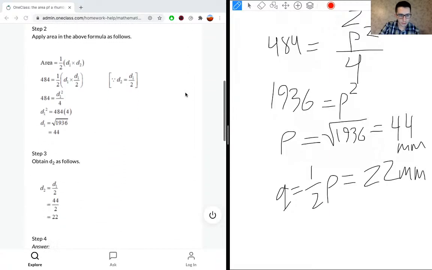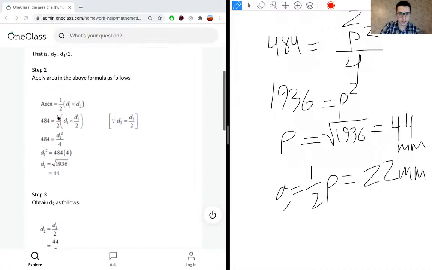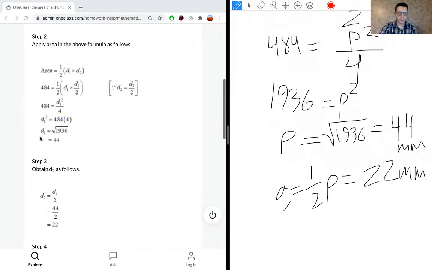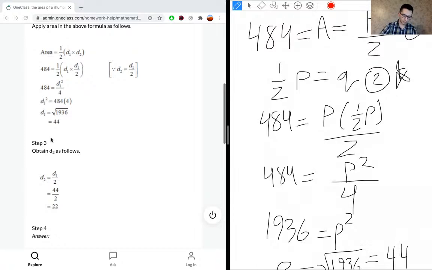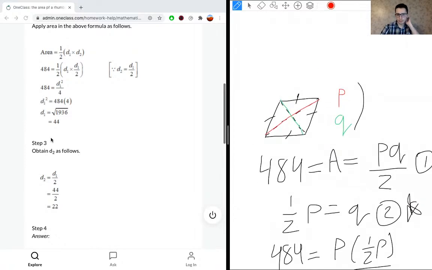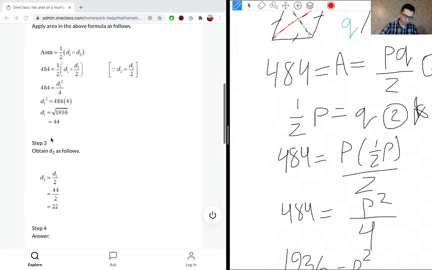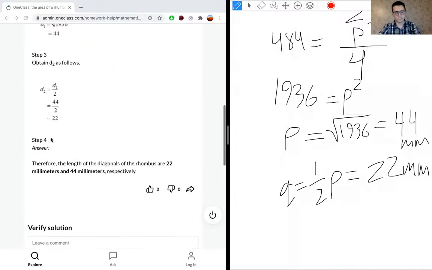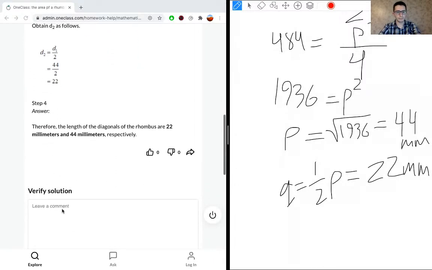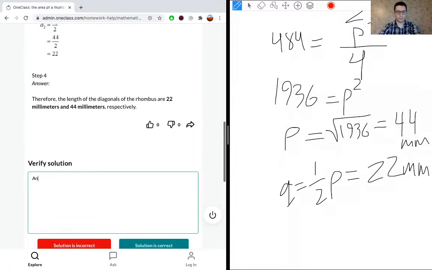So looking at the equation here, we represent sides D1 and D2. They have the correct area for a rhombus, and then they have D1, which is P in our diagram above. So P here is 44, and then Q is 22. So the student found the same correct answer. Answer is correct. Great job.